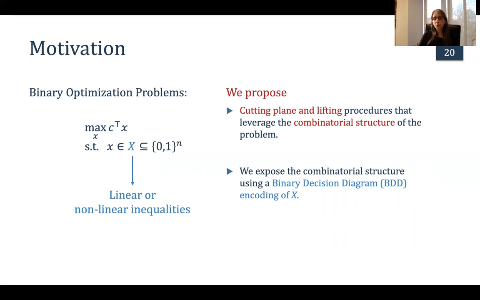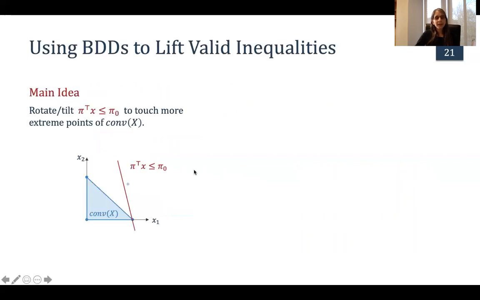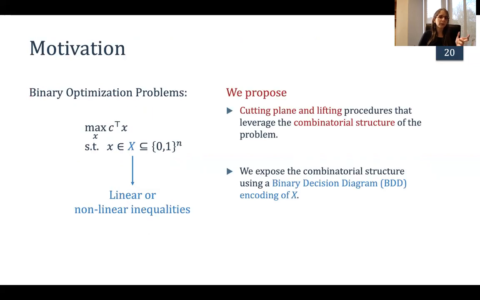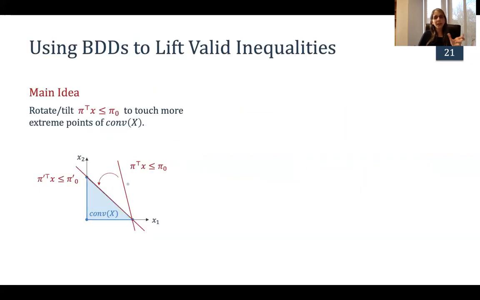And how do we expose this combinatorial structure? We use binary decision diagrams, BDDs. So the main idea is the following for the lifting procedure. Let's assume that we have a set X and we want to find its convex hull, and we have a valid inequality. The idea is that we will use the BDD to make this inequality stronger by tilting or rotating it so we touch more points on the convex hull.